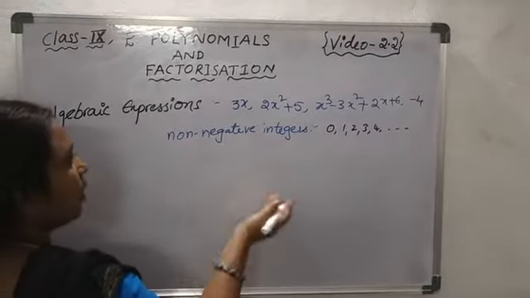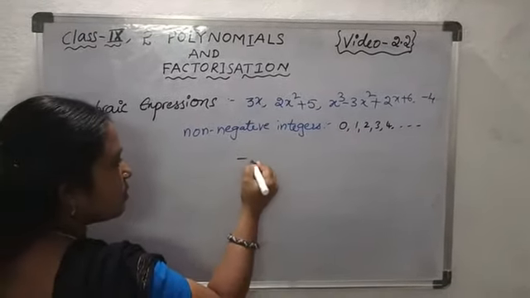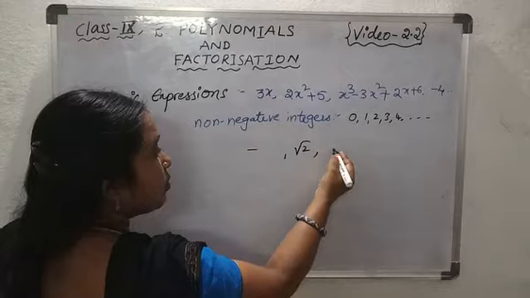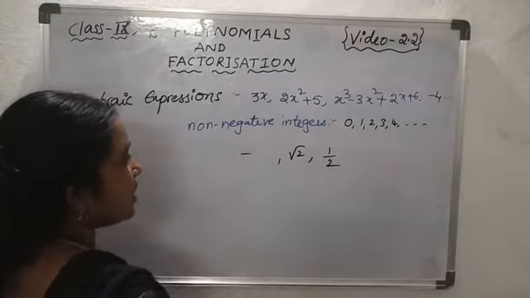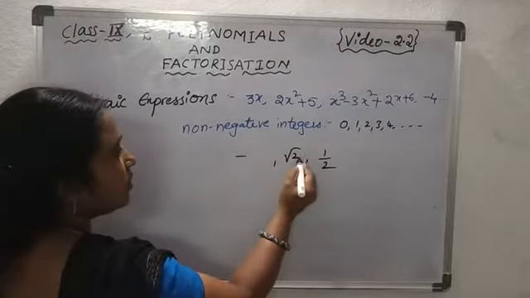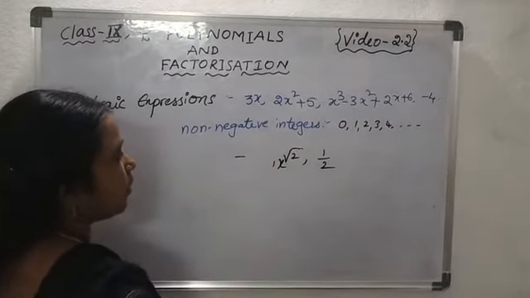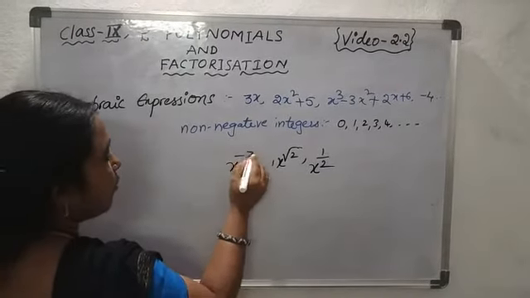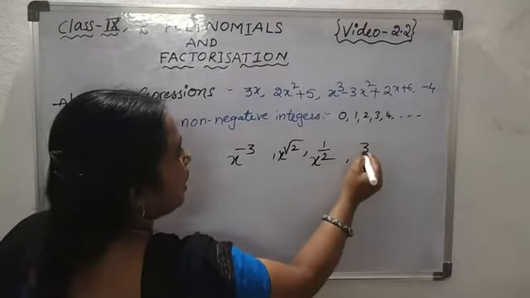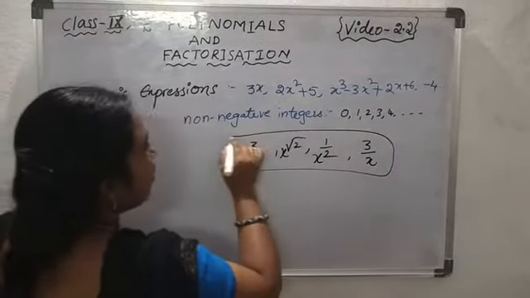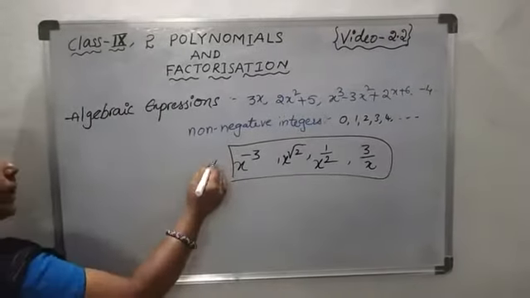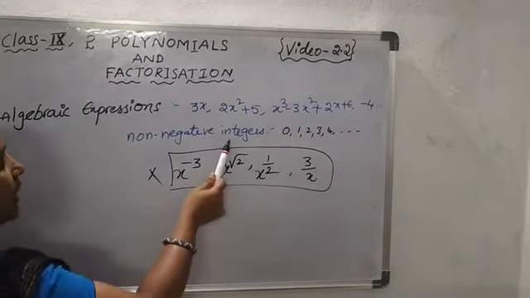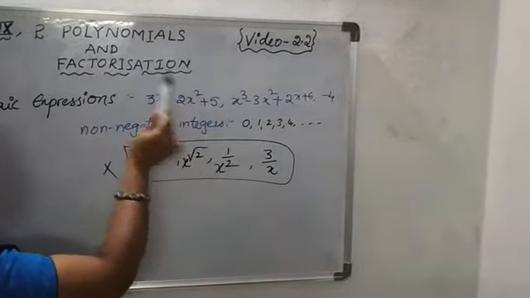For example, expressions with a negative exponent, root values, or fractional values are not polynomials: x to the power of root 2, x to the power of 1 by 2, x to the power of minus 3, or 3 by x. Such types of expressions are not polynomials. Only polynomials have non-negative integers as exponents of the variable.